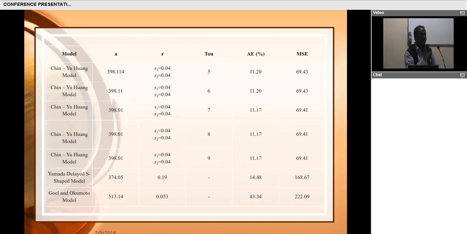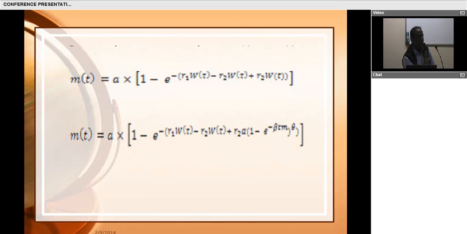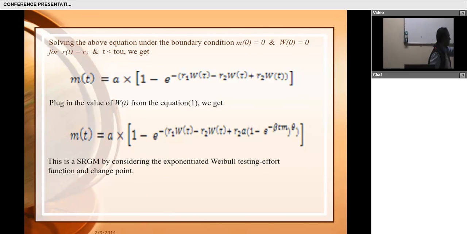On the basis of the testing effort parameters theta and alpha, I got this result, A and R. This is the final. The initial input is testing effort. With the help of the maximum likelihood estimation method, I found the testing effort initially. The parameters I didn't mention here, I am concentrating on change point only.